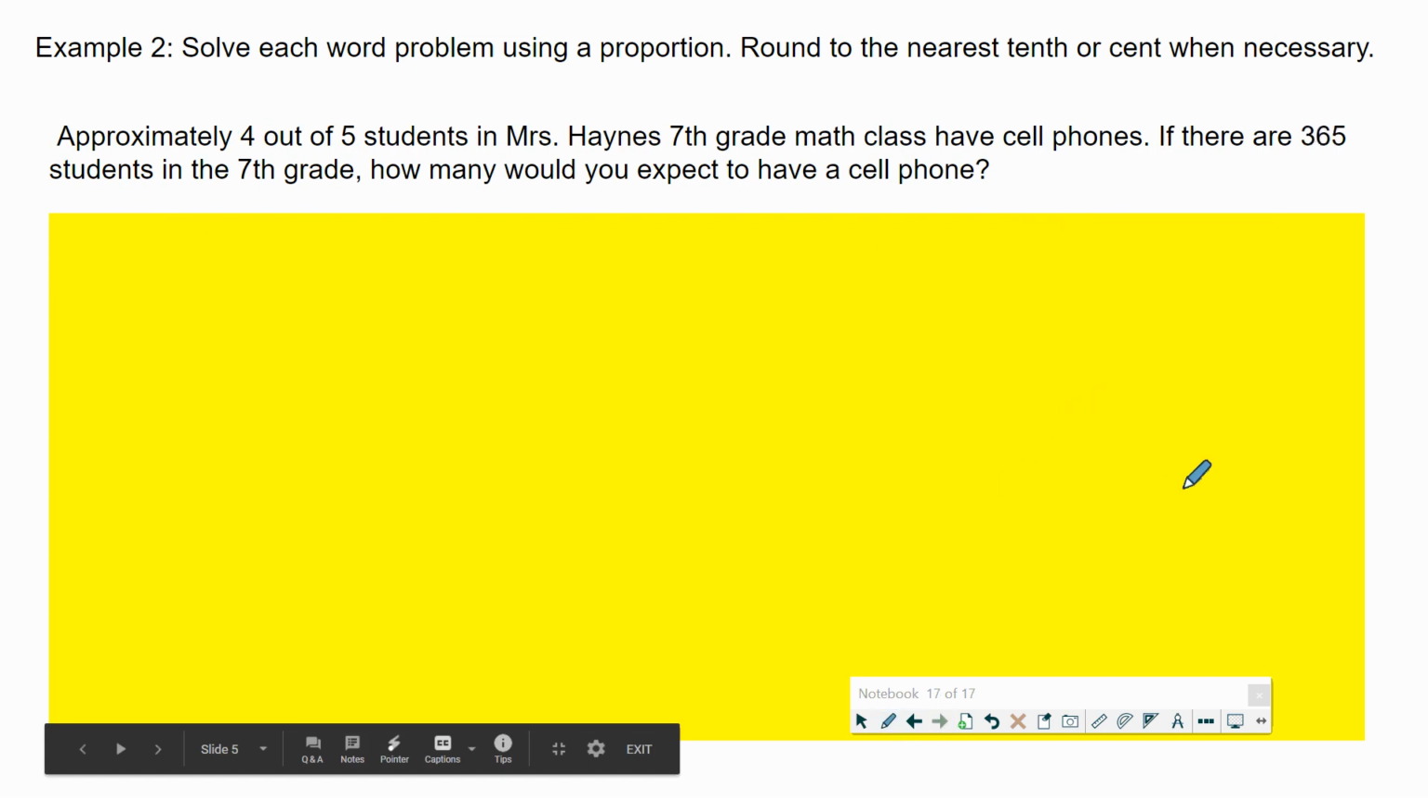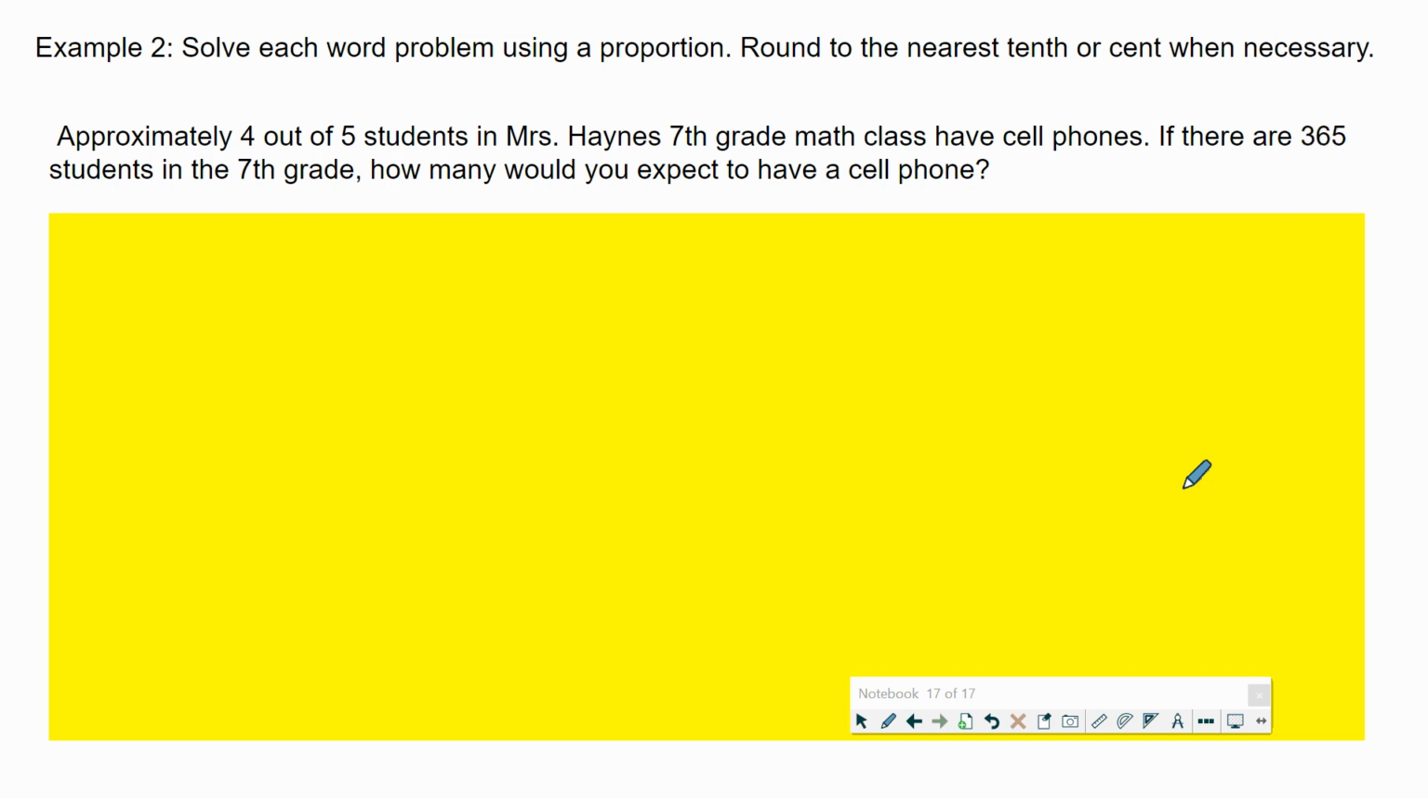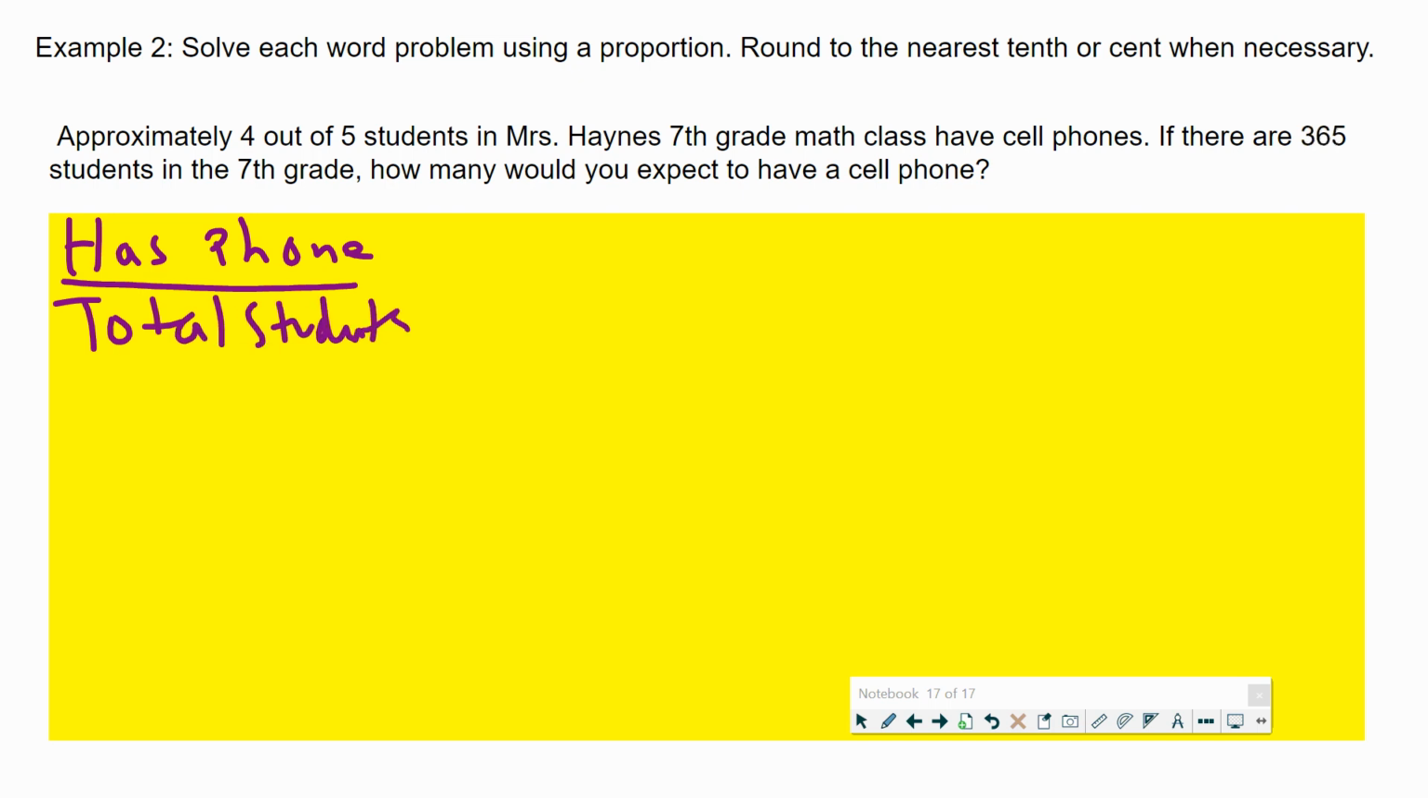The next example says approximately 4 out of 5 students in Mrs. Haynes' 7th grade math class have cell phones. If there are 365 students in the 7th grade, how many would you expect to have a cell phone? So 4 of the students have cell phones out of 5 total students. So my ratio is going to be has phone over total students. So 4 out of 5 should equal, the 365 is the total, X over 365.